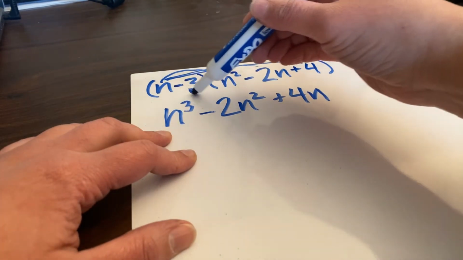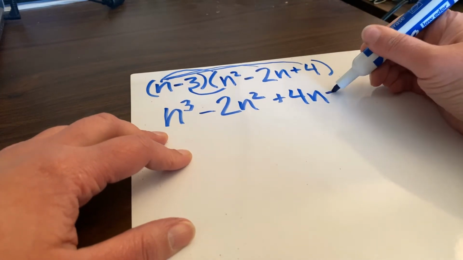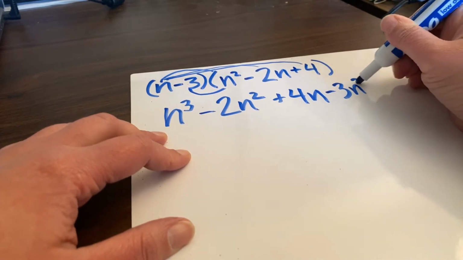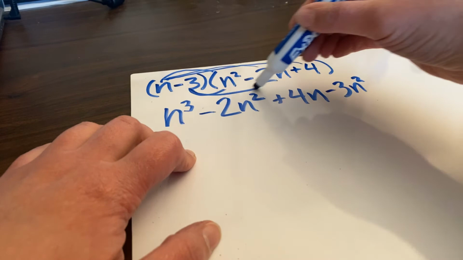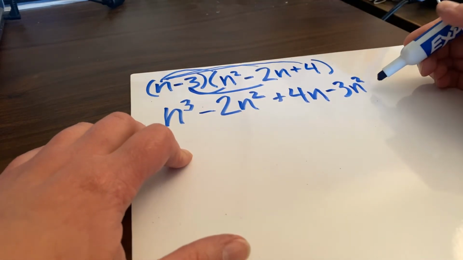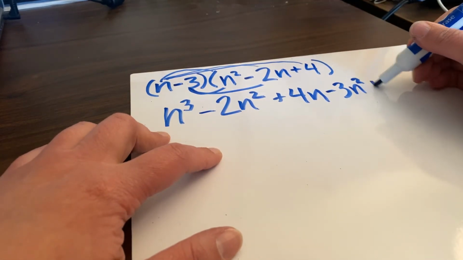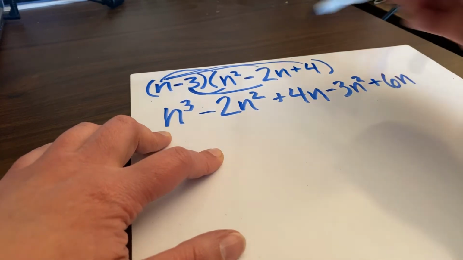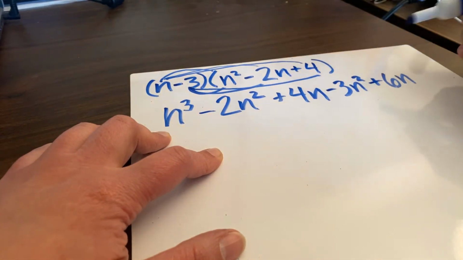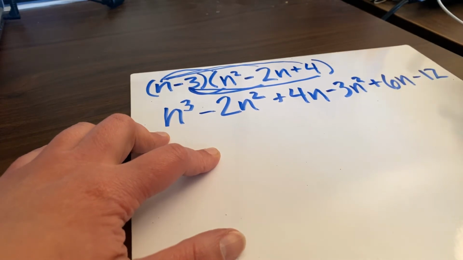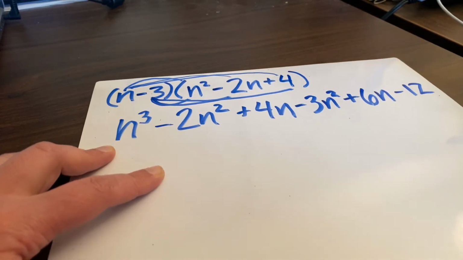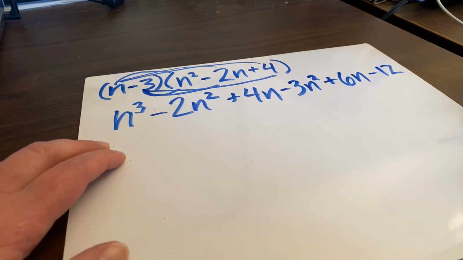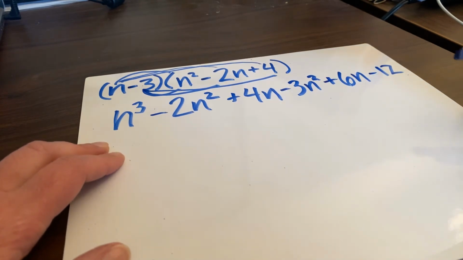Then we'll take this negative 3 and multiply it by the n squared, so we'll have negative 3n squared. Negative 3 times negative 2n would be plus 6n, and negative 3 times 4 would be minus 12. That's a lot of terms. Okay, can we combine any terms? Simplify this a little bit.